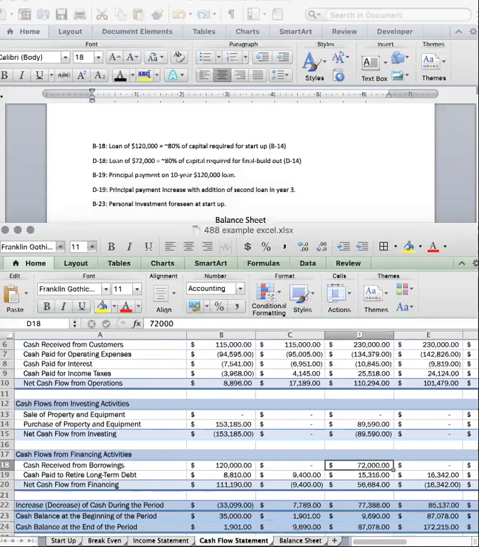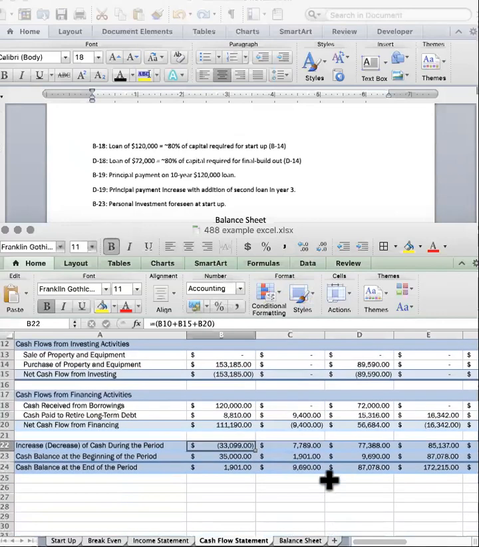And the cash paid to retire long-term debt is the principal payments totaled for that period, found in the loan and amortization schedule. If you add up the cash flows from operating activities, from investing activities, and from financing activities, you'll get the increase or decrease of cash during that period.